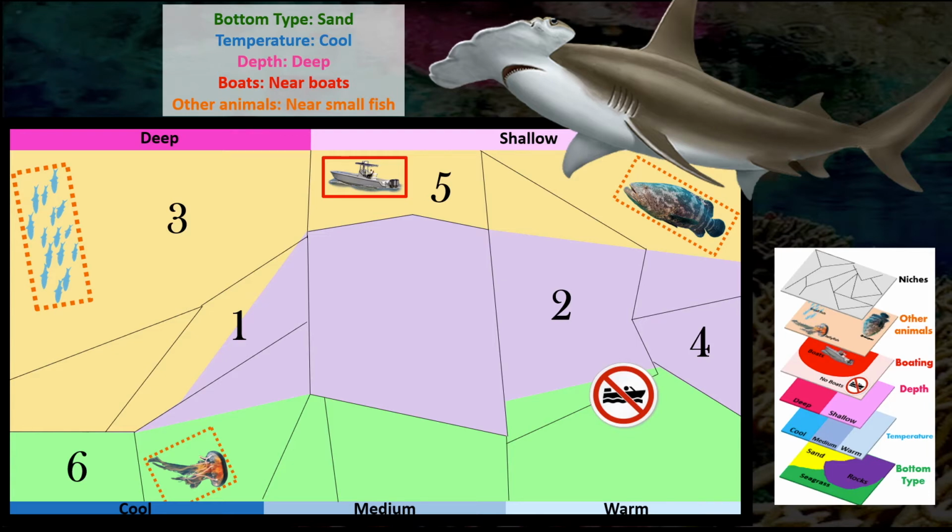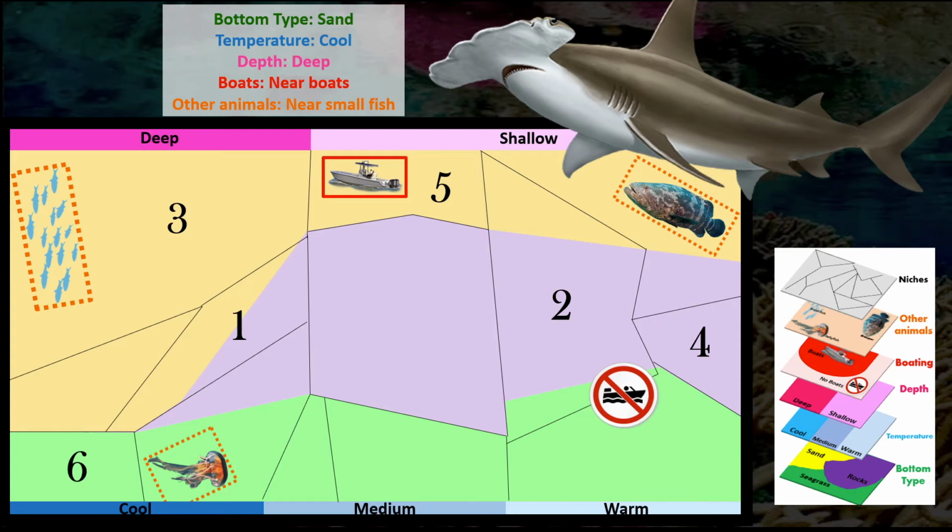Have you found your niche yet? I hope you actually already found your niche earlier if you want to beat the manatee group, right? And the answer is niche 3. That is deep water, near boats, near small fish, cool and sandy. That's generally where you would find a shark. At least it's where we would find you guys.